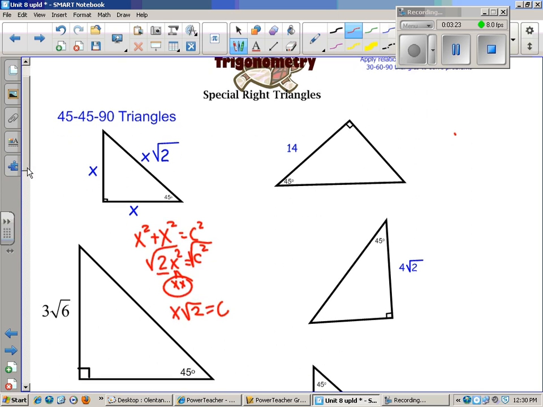Now, once you get the relationship of x and x square root of 2, the only thing left to make it any more difficult is just the algebra. So they try to throw lots of different things at you. Like if they said, what is this, a leg or a hypotenuse? Leg. Even though it says square root of 2, it's the leg, right? So what's this leg? 4 square root of 2.